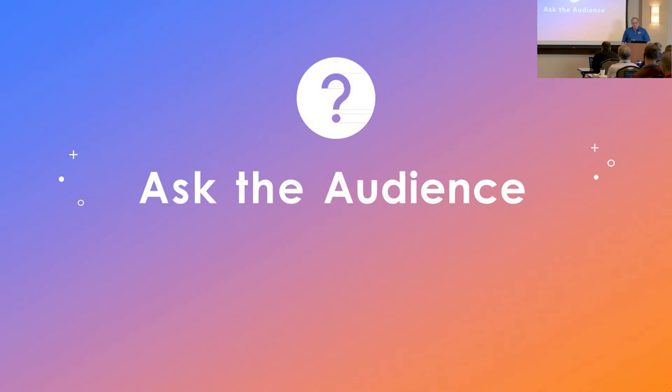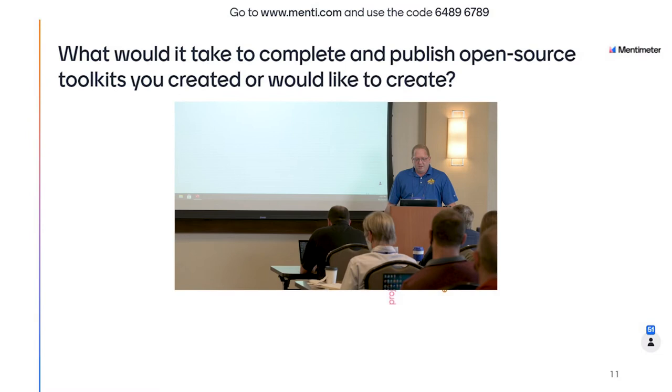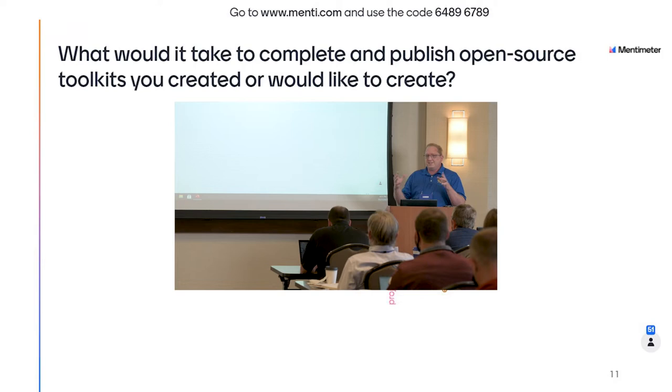So I've got another polling thing. I'm going to ask the audience, if you go to www.menti.com and use that code, this is a word cloud. So if people repeat the same thing, things are going to appear bigger. So what would it take to complete and publish an open source toolkit you've created or you would like to create? So this is kind of like, what's holding you back? What do you need to be able to publish something open source?